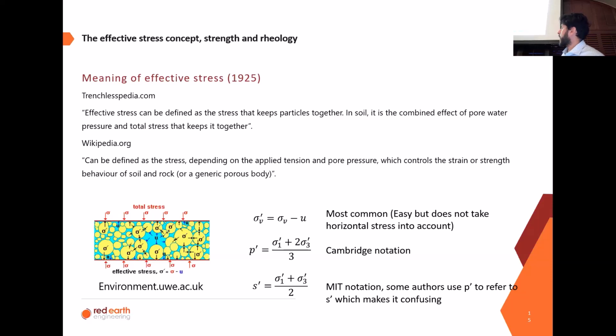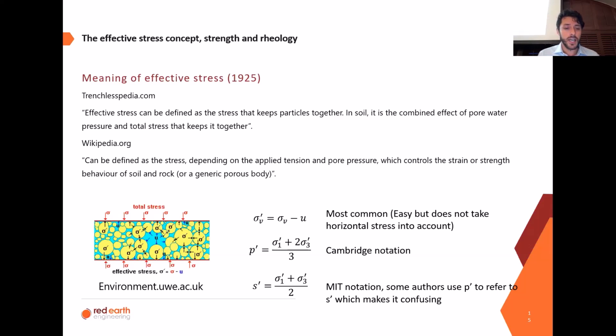The most common notation for effective stresses is using the vertical effective stress, which is what I have in the first equation over there. And we like it because it's very easy. But there are more sophisticated versions of it. We have the Cambridge notation, which is the second row of the equations. And we have the MIT notations. Some authors use P to refer to S, which makes it a little bit confusing, depending on which book you're reading. But that's how life is.